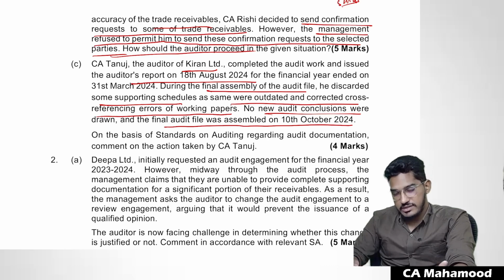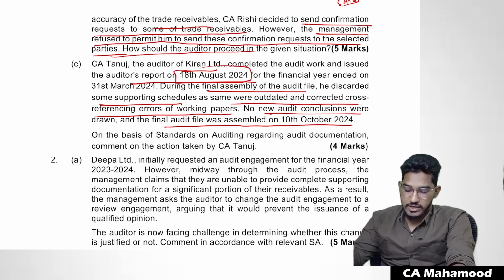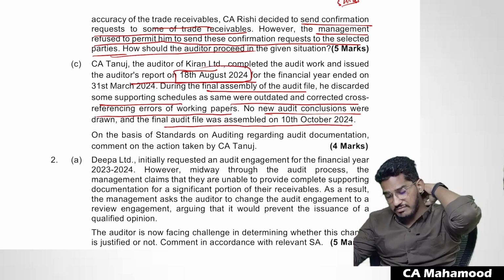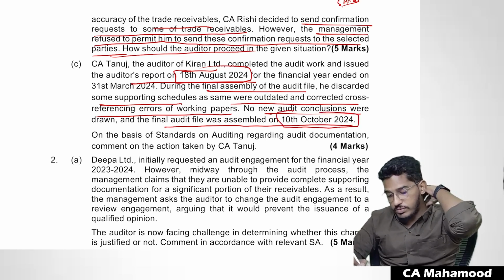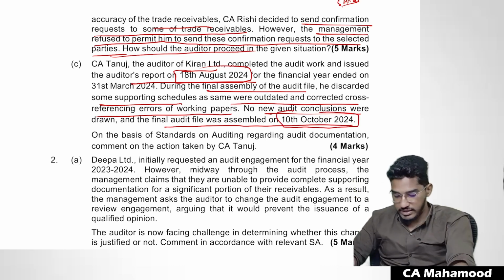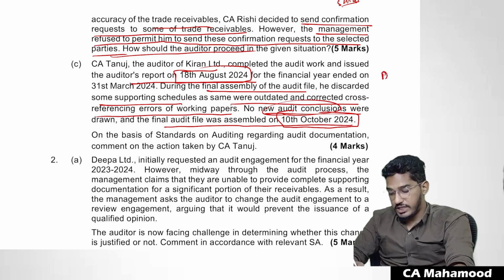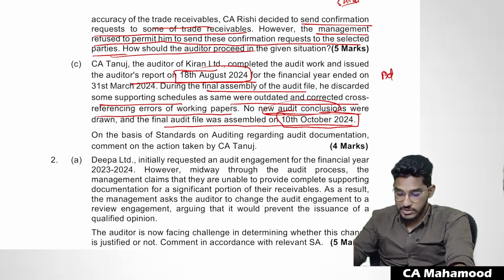Did they do it within 60 days? Yes. So from 18th August 2024, if you calculate 60 days, it will come somewhere around 17th or 18th October. However, they assembled the audit file on 10th of October only, well within 60 days. Yes, they have done it correctly. And also they did not form any conclusions. Yes, they did only administrative work like deleting superseded documents and giving cross references. They did only administrative changes. Yes, they can do it.